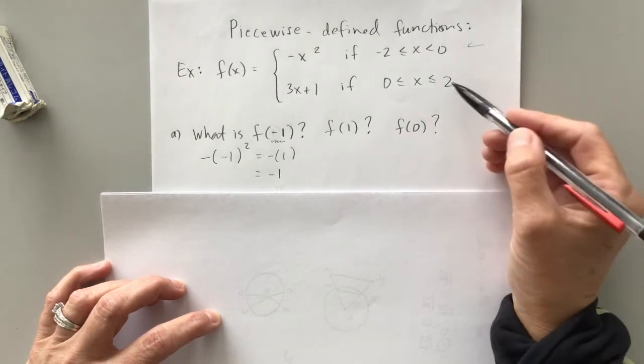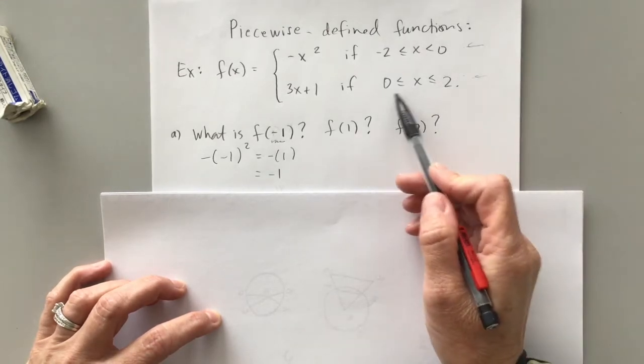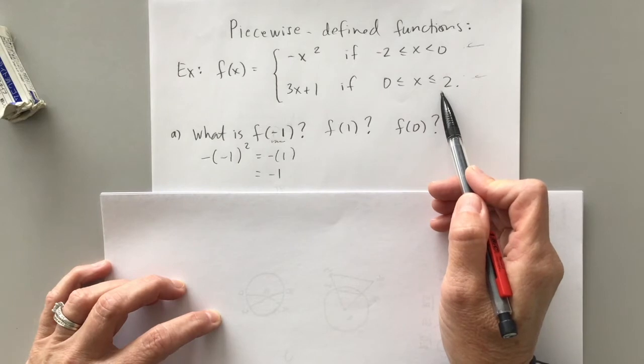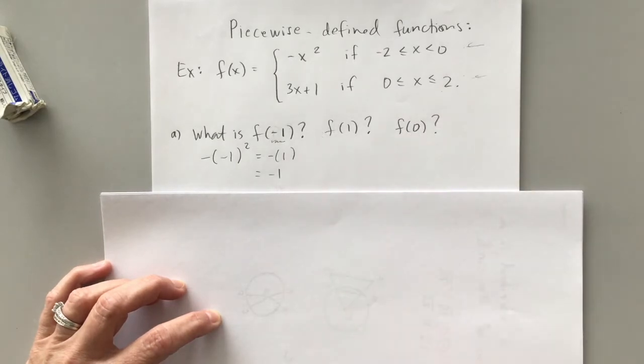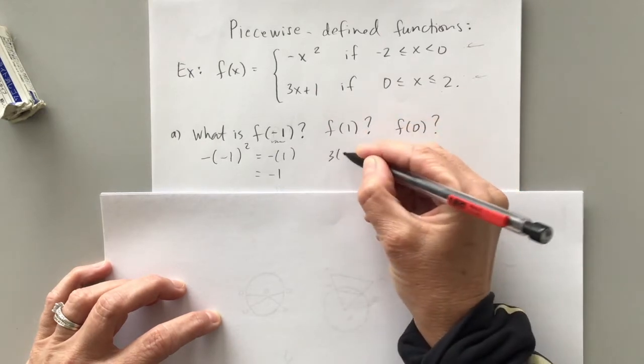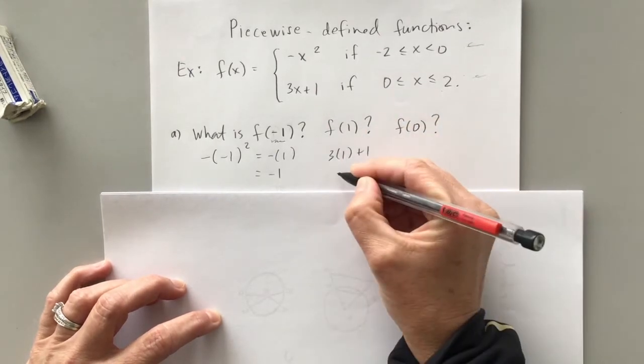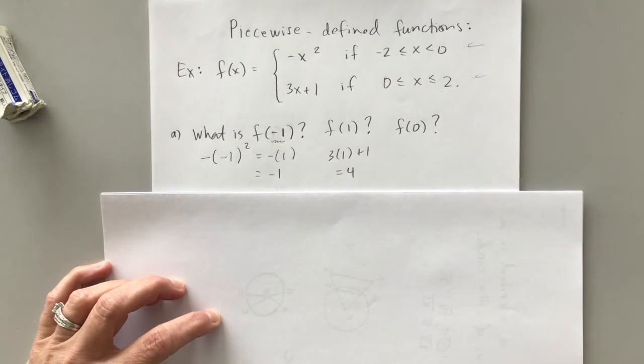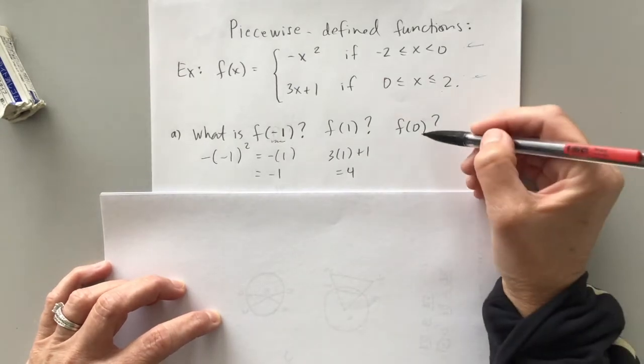Okay, well, 1 falls into this interval here from 0 to 2. So that means we have to use this rule to find f of 1. So we replace x with 1, so we get 3 times 1 plus 1, or 4. So f of 1 is going to be 4. All right, f of 0.